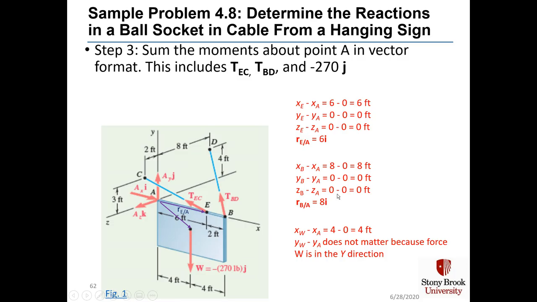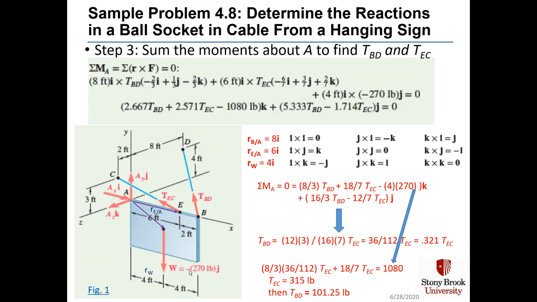Our position vector from point A to W doesn't really matter that we establish it, because W acts straight down, and it's a nice simple 2D problem. We really only need to know the perpendicular distance from W to point A, and that's just 4 feet. So X W minus X A is 4 feet. Y W minus Y A, again, doesn't matter. If you took the cross product of that vector with W, you're just going to get 0 anyway.